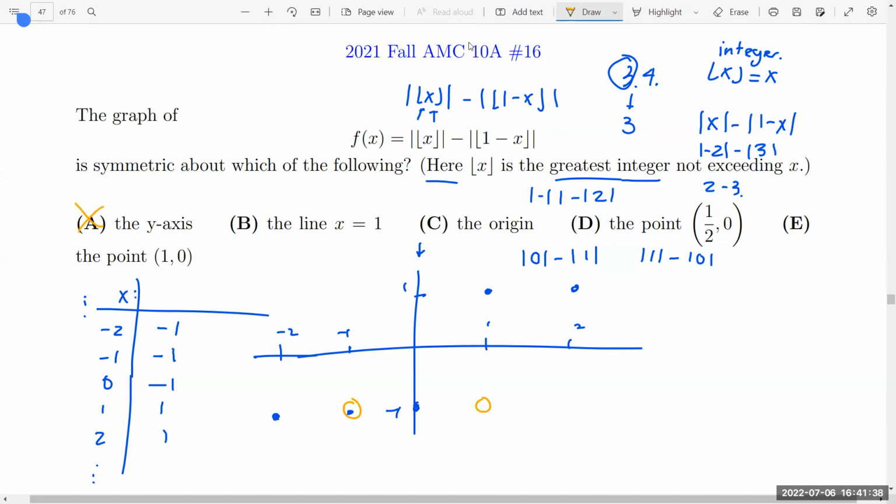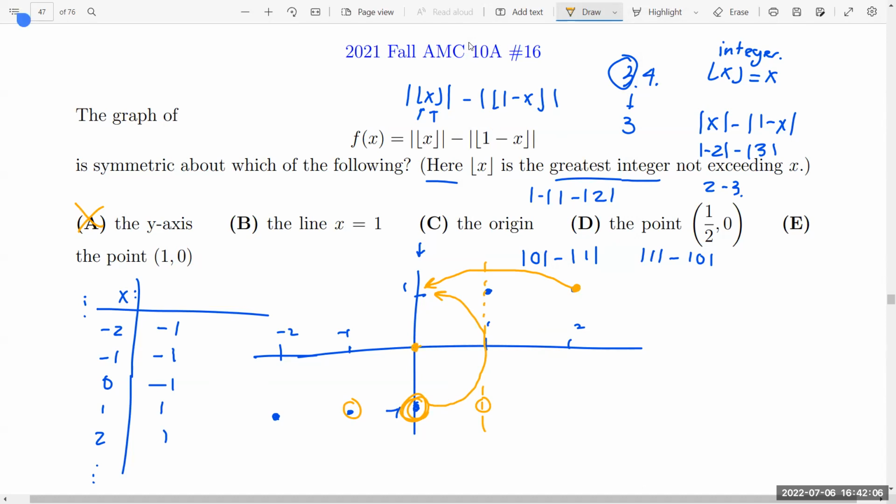The line x equals 1, that would be this line. We can also see that there's no symmetry about this point because if you reflect it across here, for example, you don't get any point on the graph. So there's no symmetry about this point. The origin, no, because this point, for example, if we rotate it 180 degrees according to symmetry about the origin, this point would be a point on it, but it's not. So there's also no symmetry about the origin.